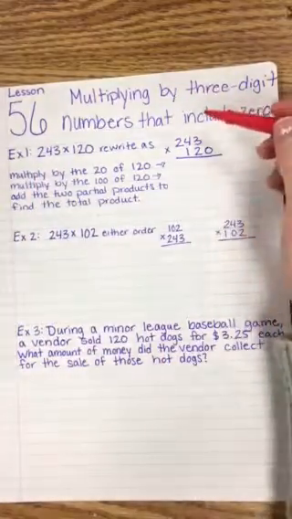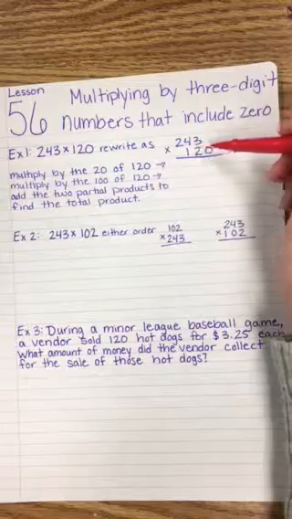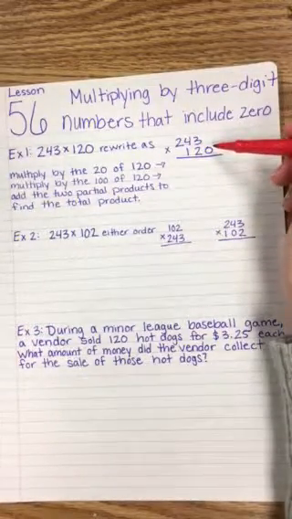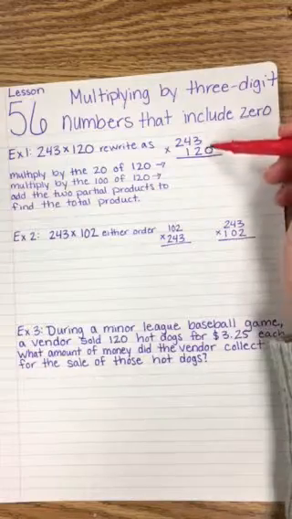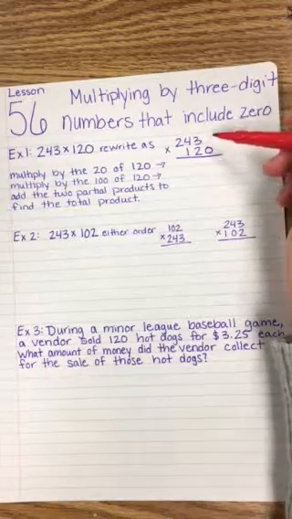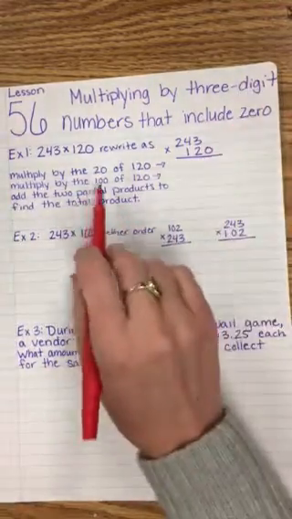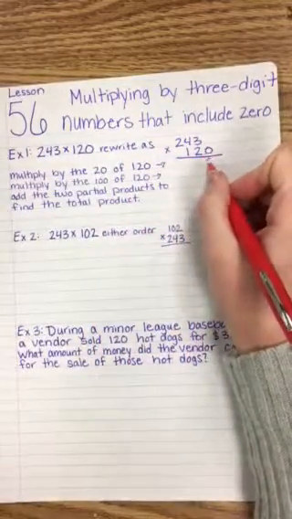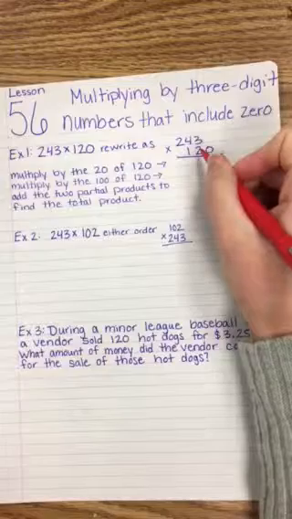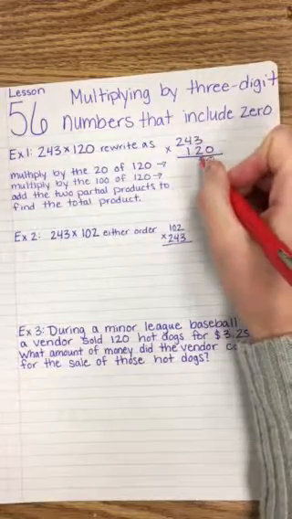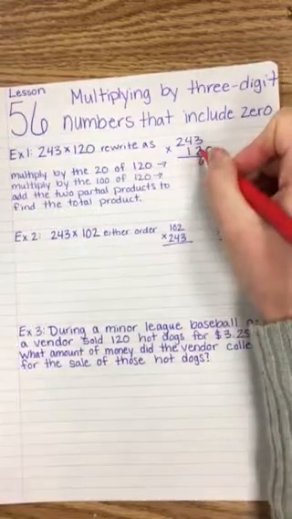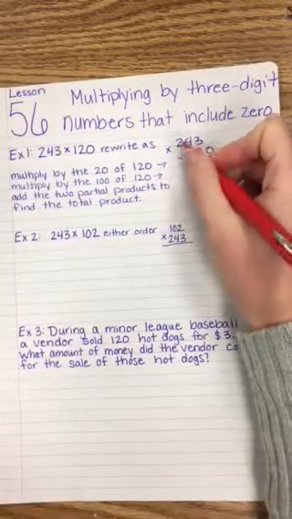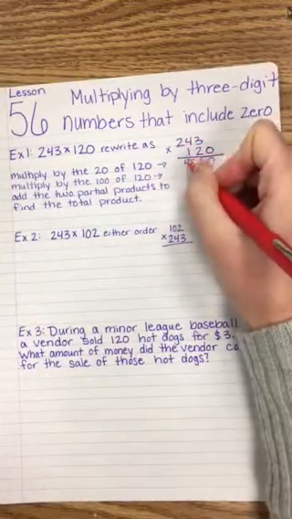So you're going to rewrite it as 243 by 120, and you're going to write it so that the 0 hangs out to the right. First we multiply by the 20 of 120. And we're going to have our 0 come down. And 2 times 3 is 6. And 2 times 4 is 8. And 2 times 2 is 4.